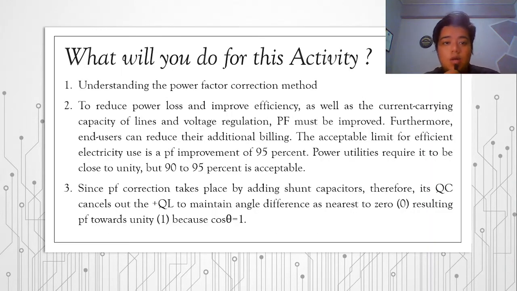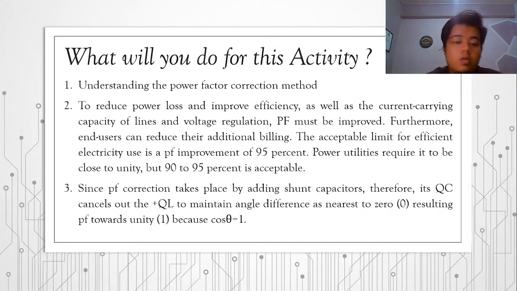Okay, next I will present about what we will do for this activity. First of all, we understand the power factor correction method, with all the theory and the calculation method. After that, as required, we need to reduce the power loss and improve efficiency, as well as the current carrying capacity of the line and voltage regulation, which means the power factor must be improved. Furthermore, the end user can reduce their additional billing. The acceptable limit for efficient electricity use is a power factor improvement of 95%. The power utilities are required to be close to unity, but 90 to 95% is acceptable.